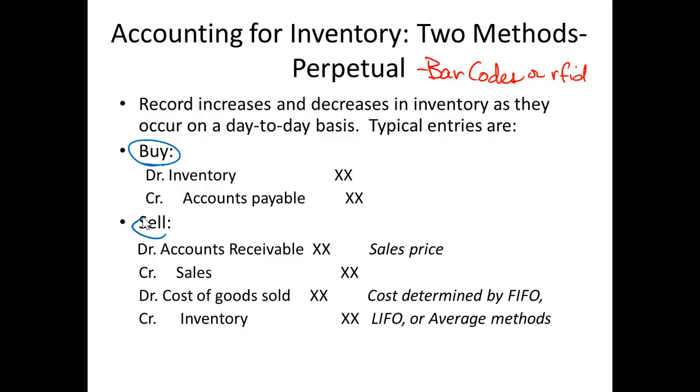And when we sell inventory, notice it takes two entries. First, the entry to record the sale for the selling price, and second, a debit to an account called cost of goods sold and a credit to inventory for the cost of the goods sold, determined either by the FIFO, LIFO, or average cost methods.